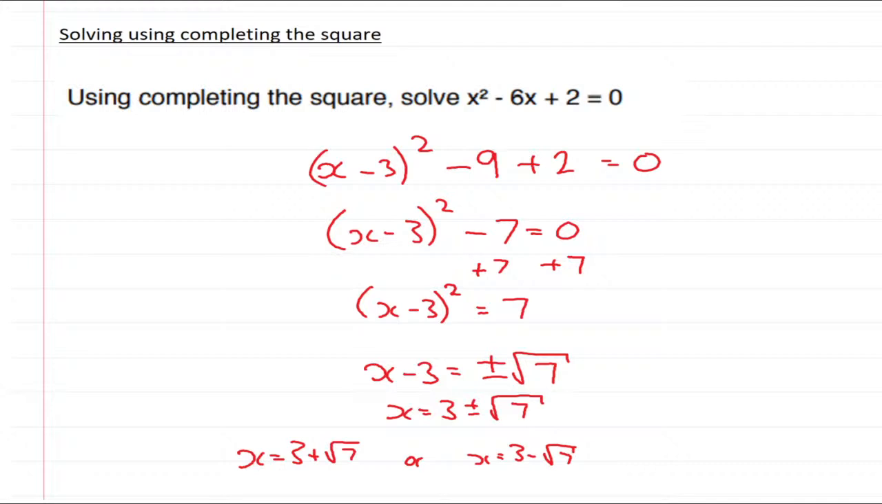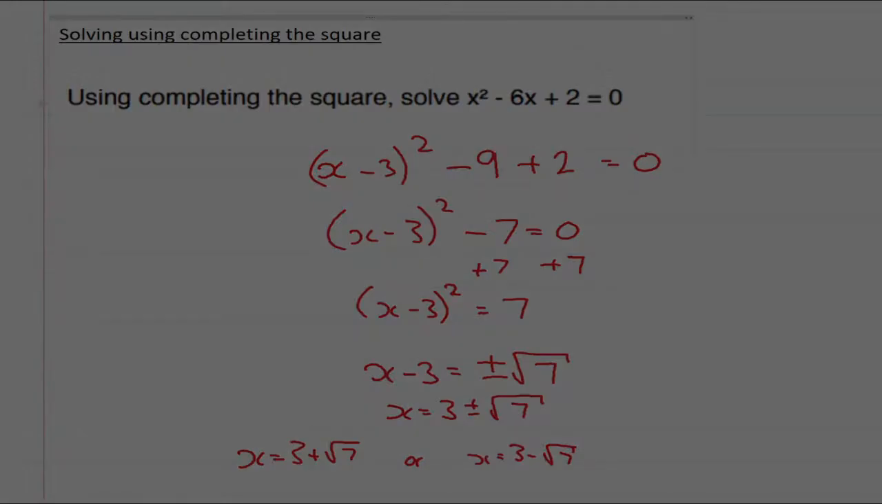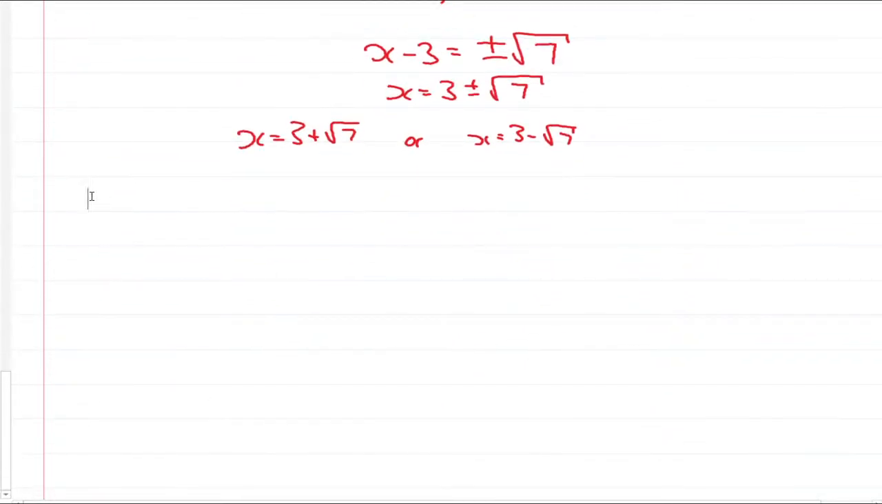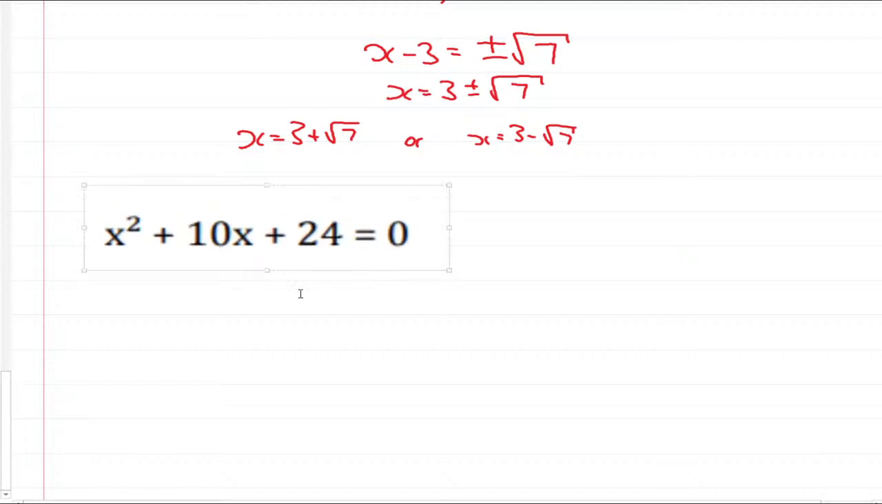Everybody all right with that? Should we have a go at one ourselves? Yeah? Let's have a little go then. All right. Can everybody have a go at this one here for me? Off you go. On your whiteboards.